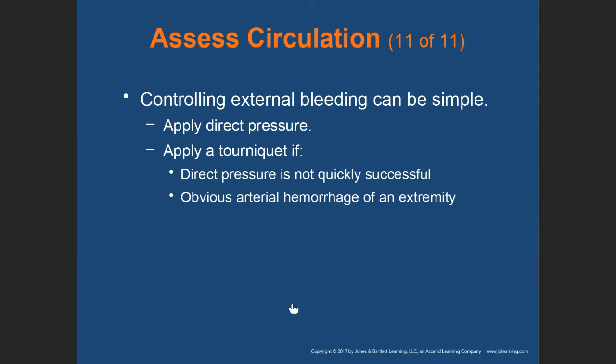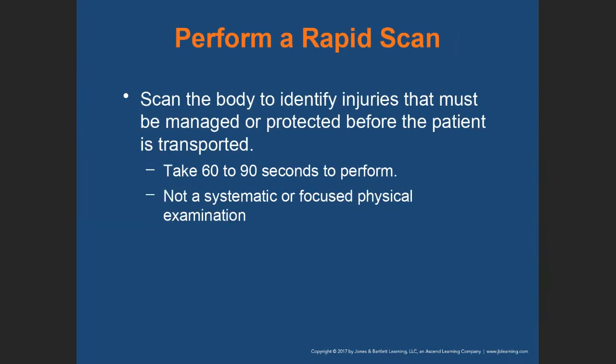So controlling external bleeding can be simple. We apply direct pressure with dressing and secure the dressing in place with bandages. And we can also apply a tourniquet, based on what your protocols allow. And we usually go for the tourniquet if the conventional methods do not work. And you need to have proper training before you can apply a tourniquet on a patient.